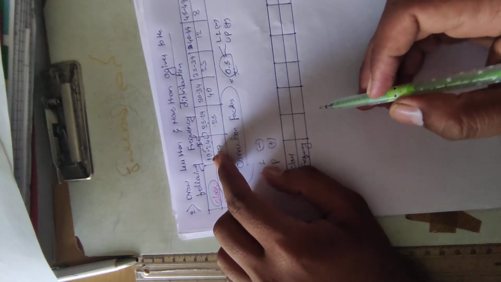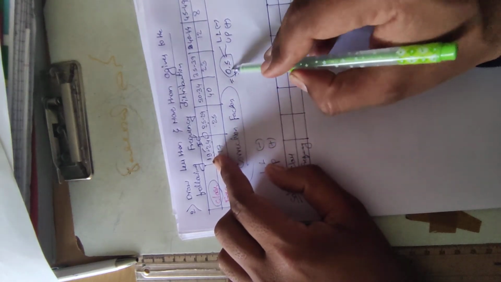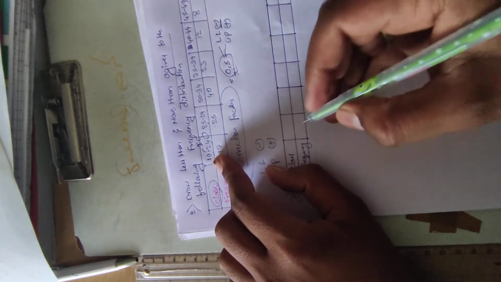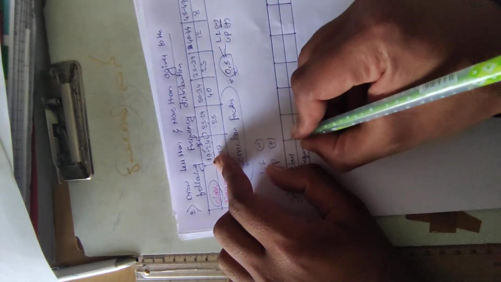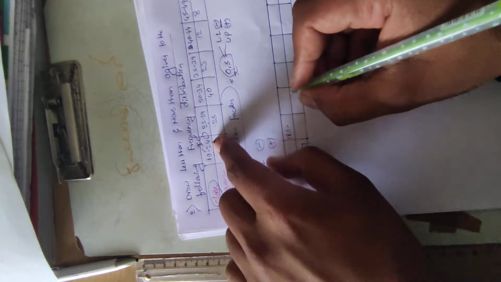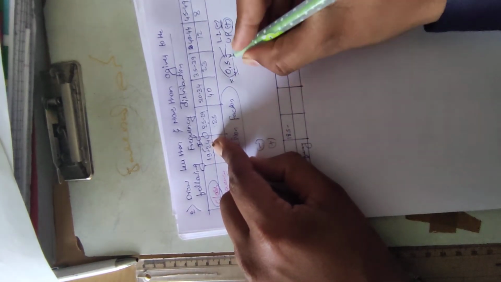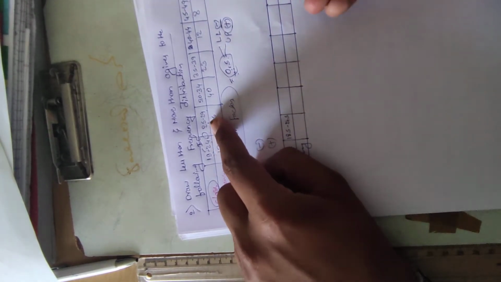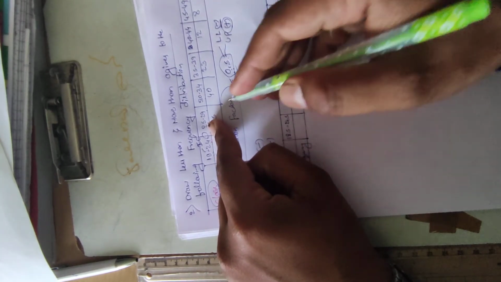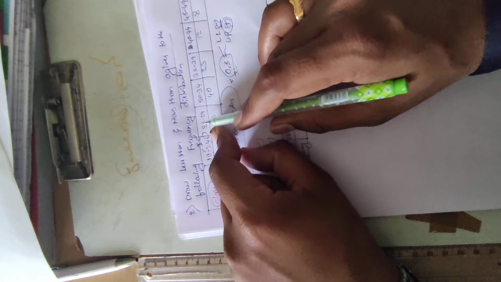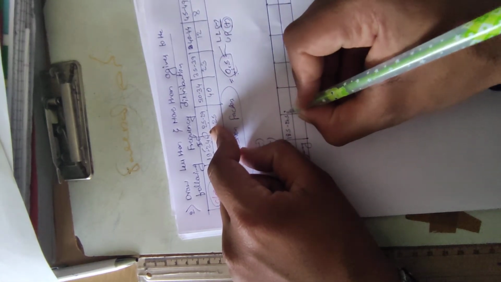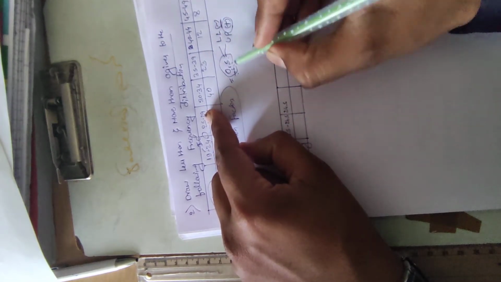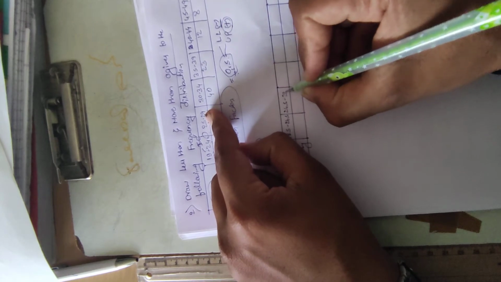Okay students, first class interval, 19 is the lower limit. The 0.5 we have to subtract: 19 minus 0.5, we get 18.5. 24 is the upper limit, we have to add 0.5, we get 24.5. Same like that, next class interval, 25 is the lower limit, 25 minus 0.5 we get 24.5. Next, 29 is the upper limit, 29 plus 0.5, 29.5.